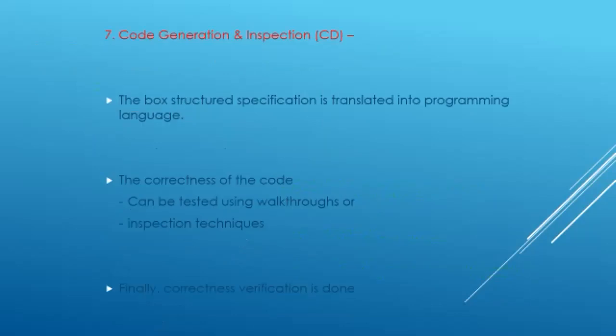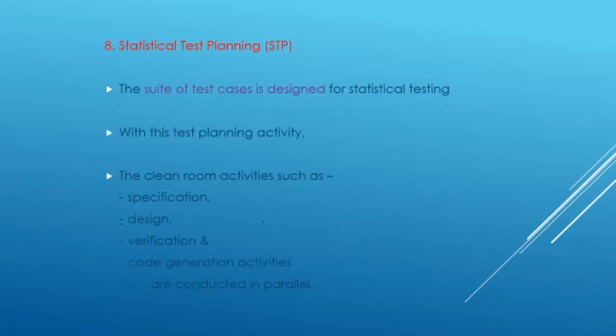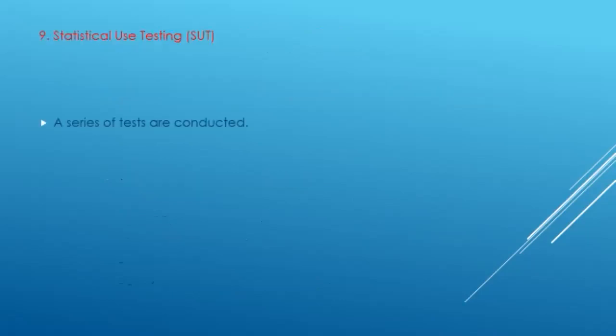Code generation and inspection. The box structure specification is translated into a programming language. The correctness of the code can be tested using walkthrough or inspection techniques. Finally, correctness verification is done. Last one is statistical test planning. The suite of test cases is designed for statistical testing. With this test planning activity, the cleanroom activities such as specification, design, verification, and code generation are conducted in parallel. 9. Statistical use testing.